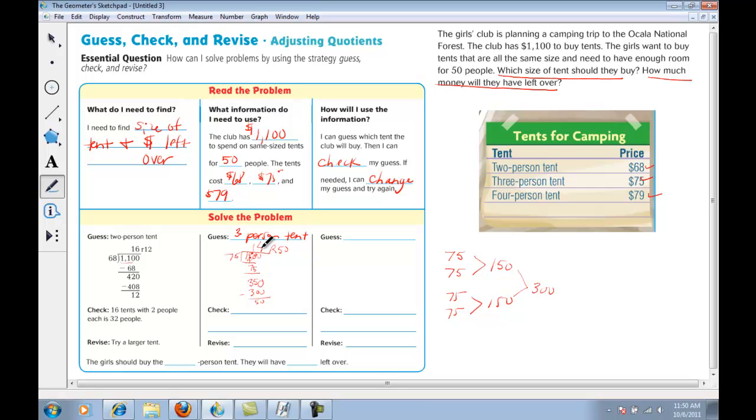Now if I have 14 tents and 3 people can fit in each tent, let's check and see if that's enough to fit all 50 people. I'm going to show my work over here, 14 times 3. And I see that that will only fit 42 people. So I still need to try a larger tent. Well, it looks like we're going to have to try our 4-person tent.